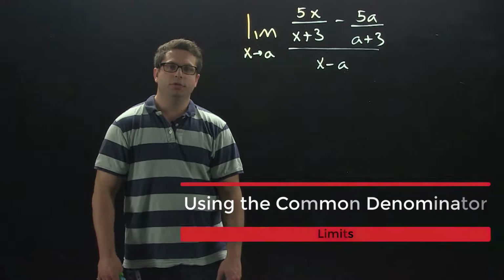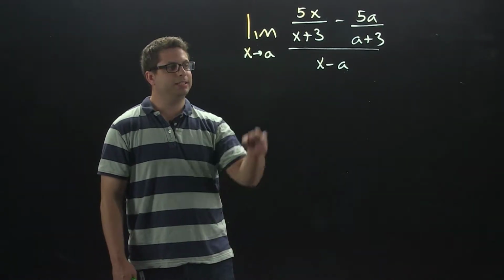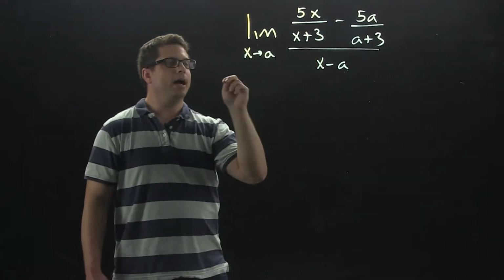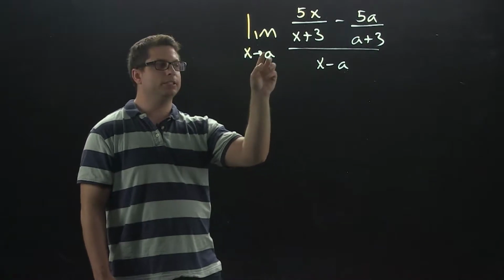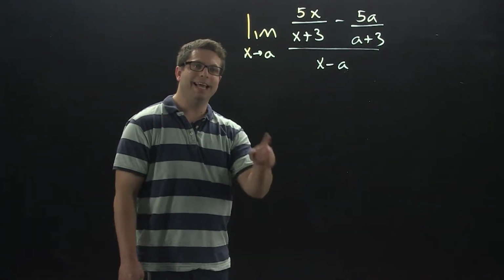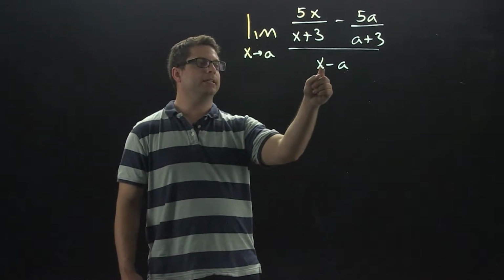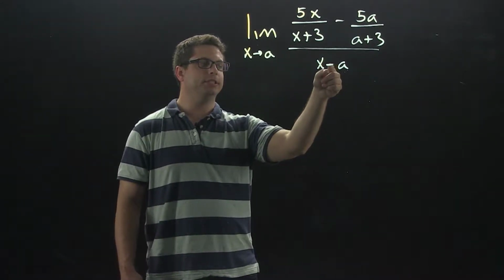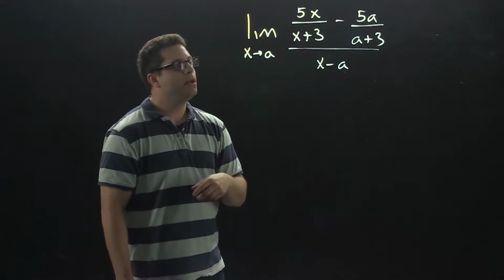First thing that we should do is always the direct substitution. It is a rational function, so if a is in the domain, we can just simply plug in a and get the answer. Unfortunately, a is not in the domain, because on the bottom I'm going to get a minus a, which is 0, and that's bad.